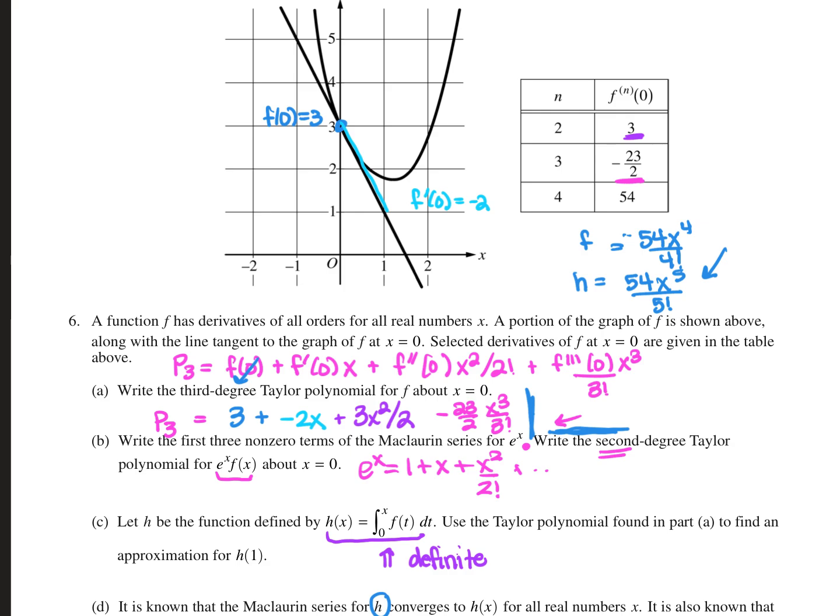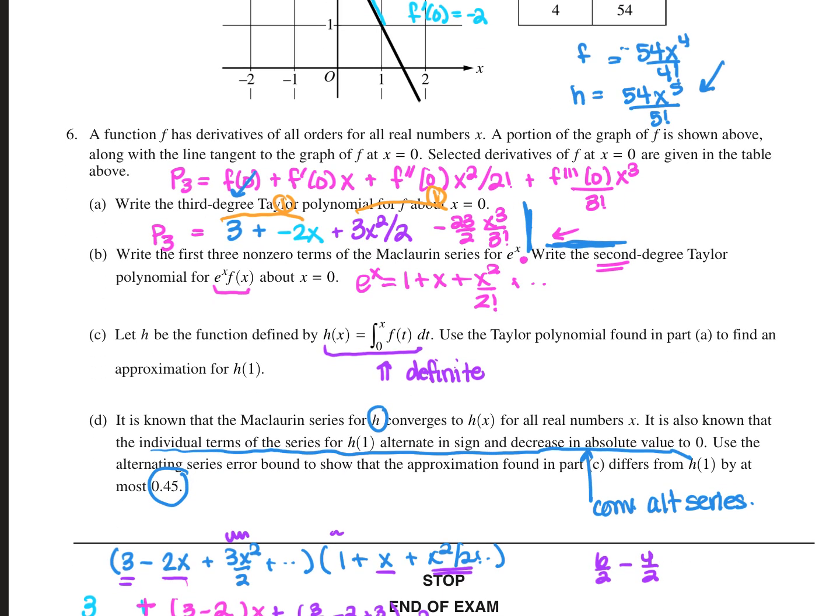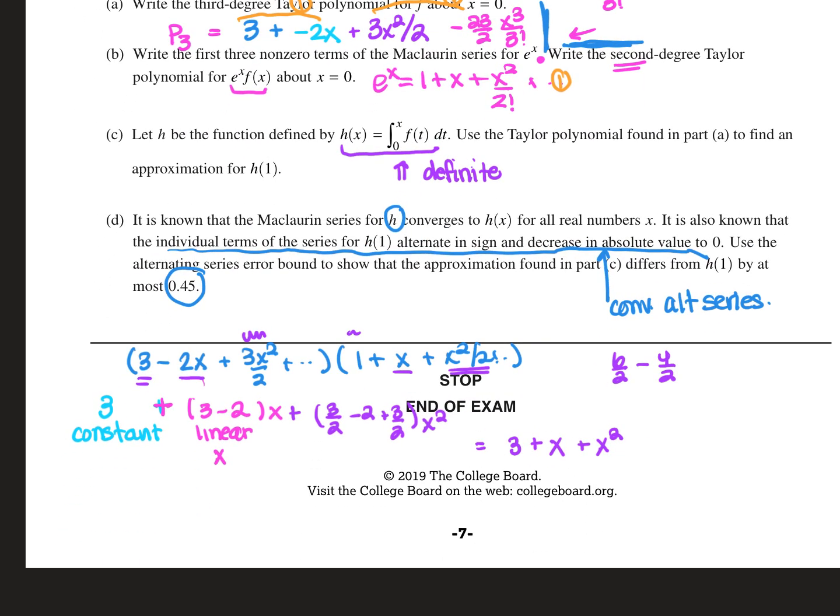Part A is worth 2 points, 1 for the first 2 terms, 1 for the second 2 terms. Part B is worth 2 points also. You get 1 point for writing e to the x, and you get 1 point for finding the polynomial after you multiply. You can leave it unsimplified. Part C, you get 1 point for the integral.